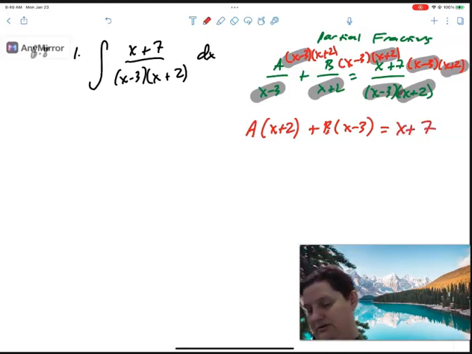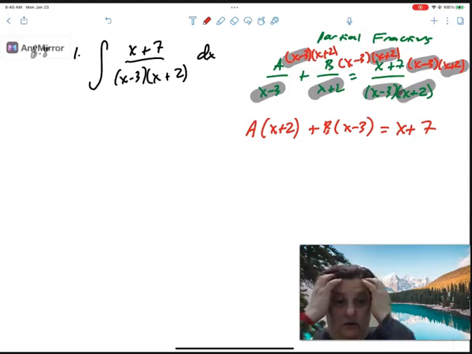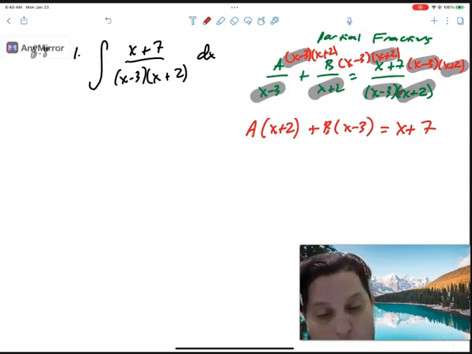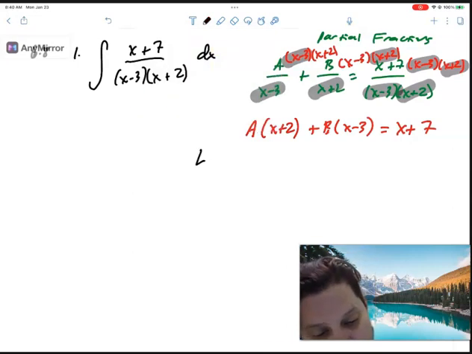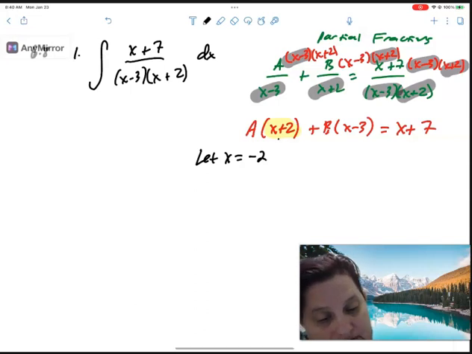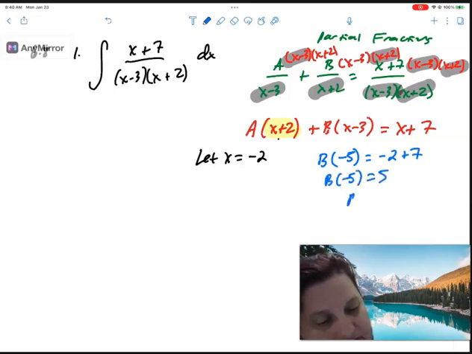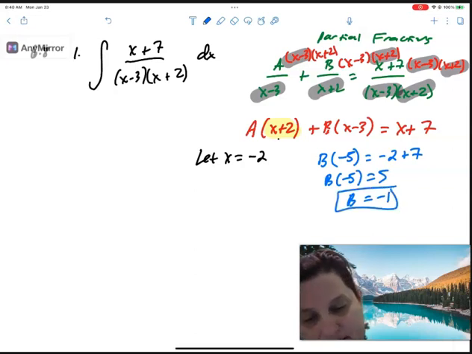And then we're going to do this little trick, okay? We're going to do this little trick where we say, first, let x equal whatever will make that 0, negative 2. So when I do that, A times 0, that's 0. I get B times negative 2 minus 3, negative 5, equals negative 2 plus 7. So B times negative 5 equals 5. So B is negative 1.